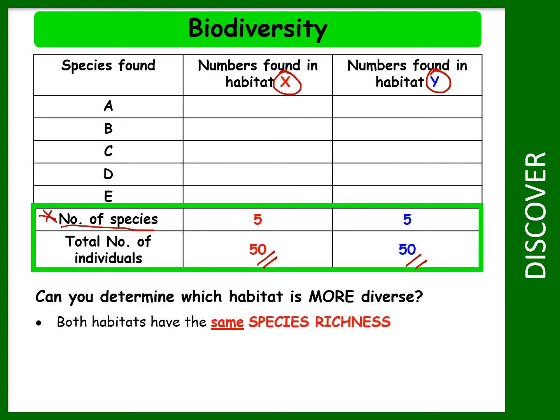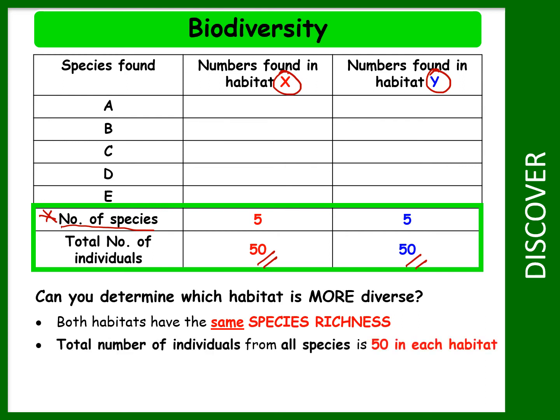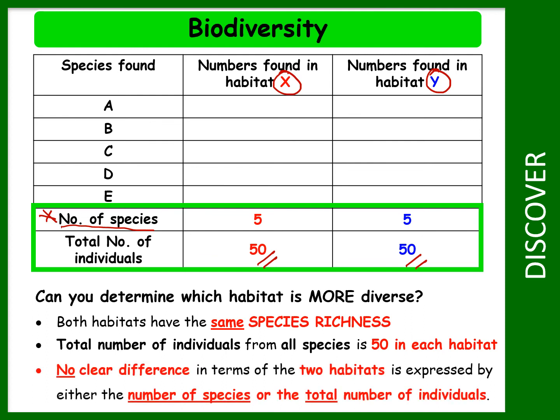So both habitats have the same species richness of 5, and we can see the total number of individuals is also the same. But if we actually look at the individual numbers of each of the 5 different species, what we'll see is a slightly different distribution. So we can see there's about even numbers of each of the 5 different species in habitat X. So there's not much variation between the different species here.